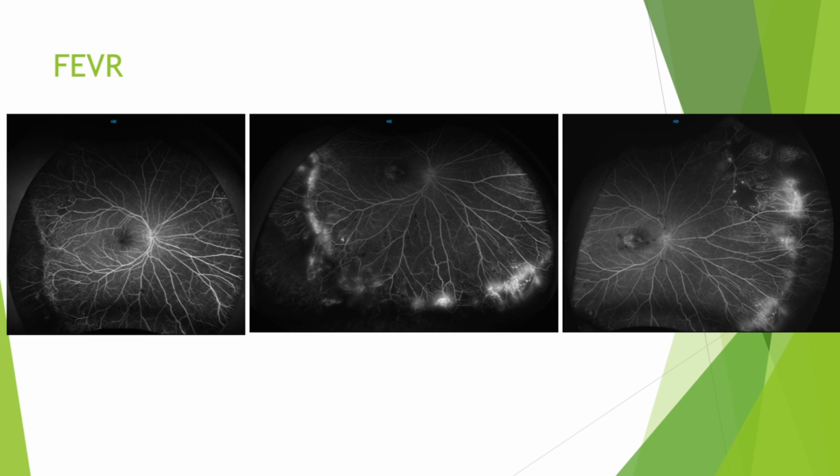This is a fundus fluorescein image of a wide field FFA showing the peripheral region. This is a case of familial exudative vitreoretinopathy, where we can see an avascular area in the periphery with numerous neovascularization elsewhere, which can be seen leaking in the later phases.